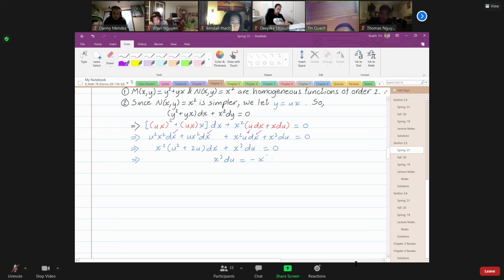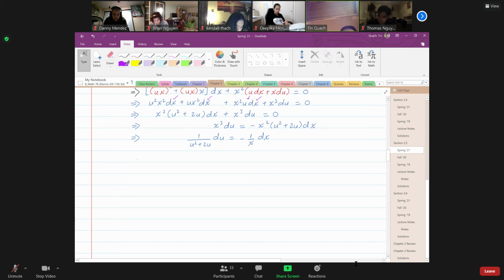See, I'm doing extra steps here. dx. I'm trying to find out what u is, so that's why I keep the u on the left-hand side. So from here, I have 1 over u squared plus 2u du. And on the right side, I get negative 1 over x dx. All right. And then I'm going to integrate both sides.